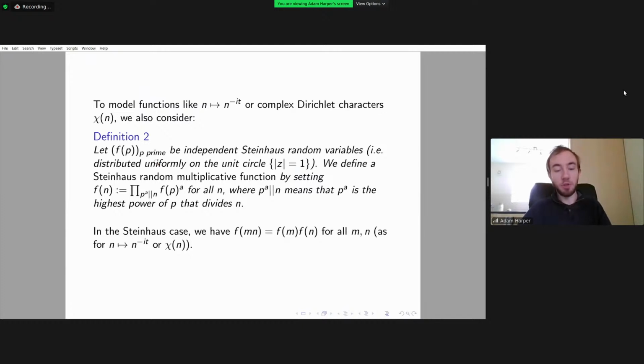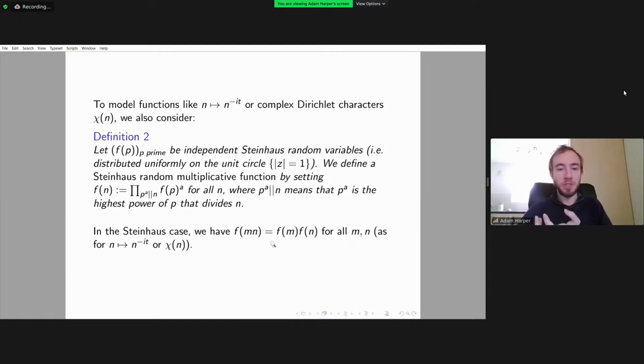And to make this into a function on all the natural numbers, you now don't worry about any square freeness condition anymore. You just say that for all natural numbers, f of n should be the product of f of p to the power a, where p to the a is the highest power of p that divides n. So whatever the prime factorization of n is, you define f of n to be the product of copies of f of p's corresponding to the prime factorization. And this gives you a random complex valued multiplicative function. It has this property: f of mn is equal to f of m times f of n, now for all m and n. Actually, because of the way this is defined, you don't need any coprimality condition.